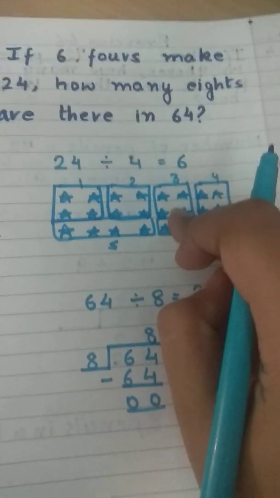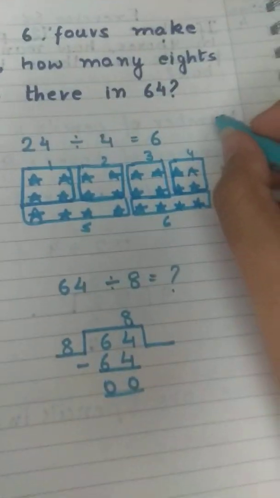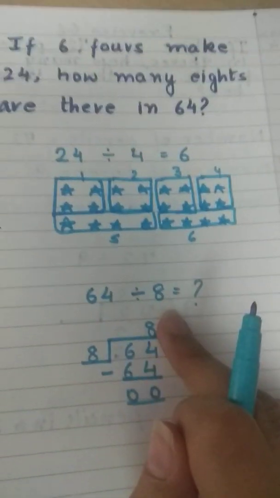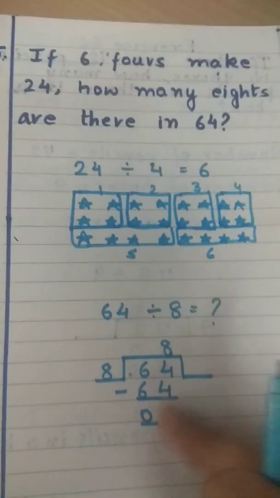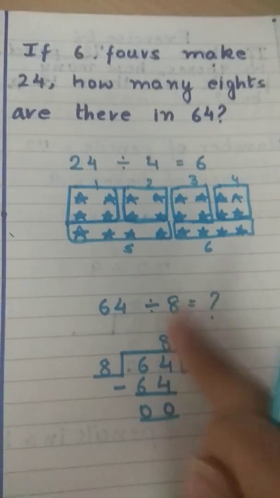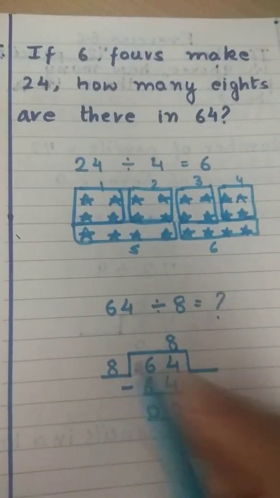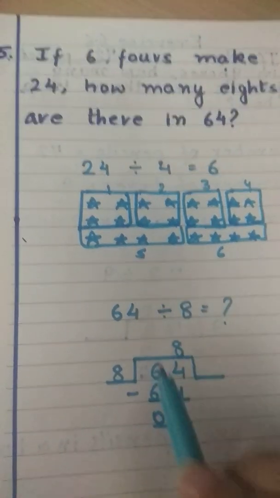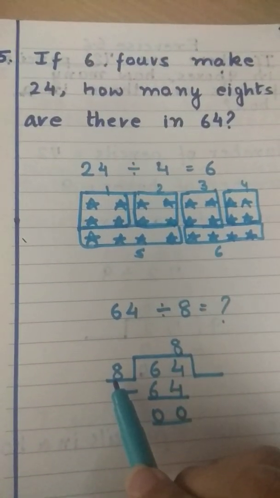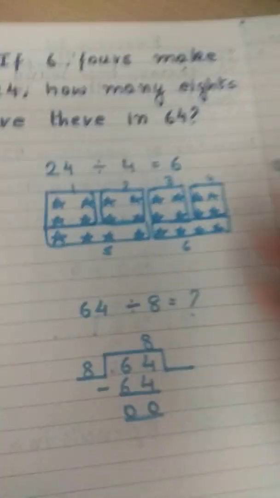I could have told you this also: 24 is divided into groups of 4, you get 6. If 64 is divided into groups of 8, what will you get? How many groups will be formed? So 8 groups will be formed. Understand the question. If there are 64 items and they are divided into groups of 8, how many groups will be formed? The answer is 8 groups will be formed.